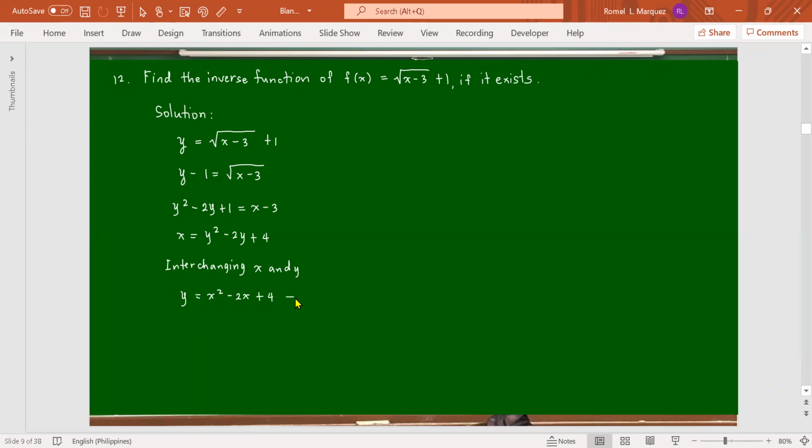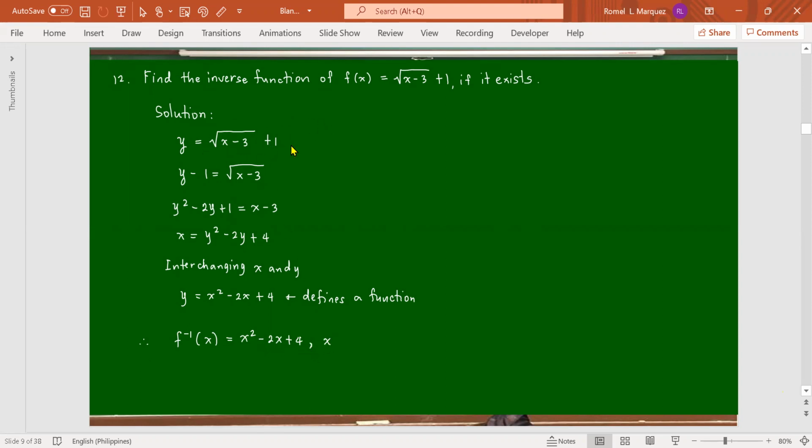Now, this defines a function. Therefore, the inverse exists. And the inverse is given by f inverse of x is equal to x squared minus 2x plus 4. But what is the restriction for x? Where x is what?